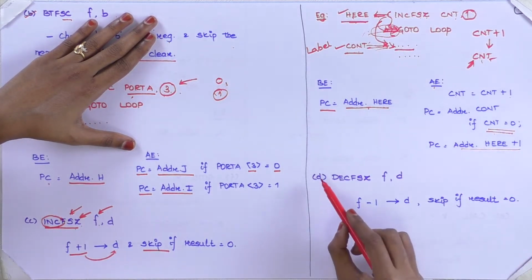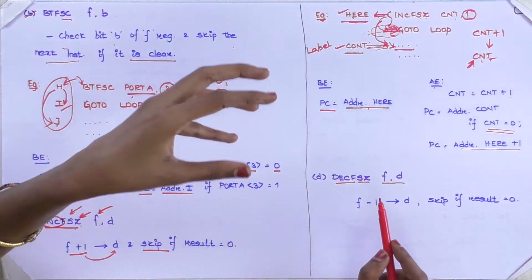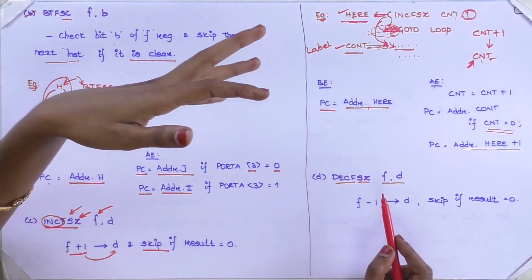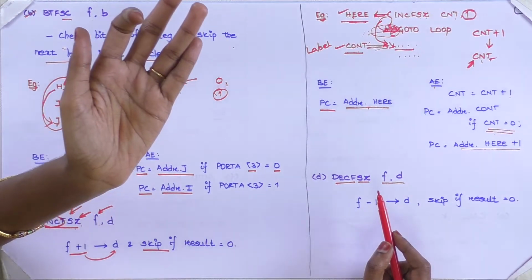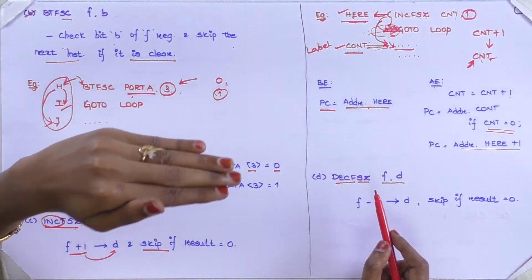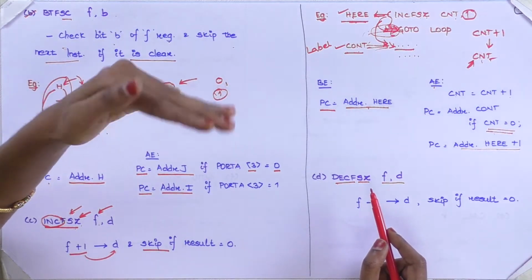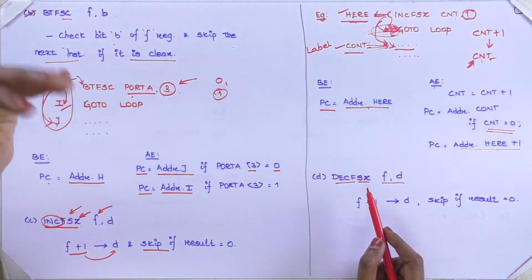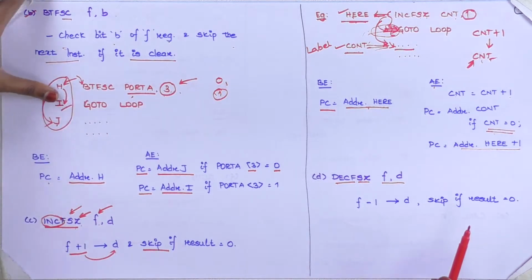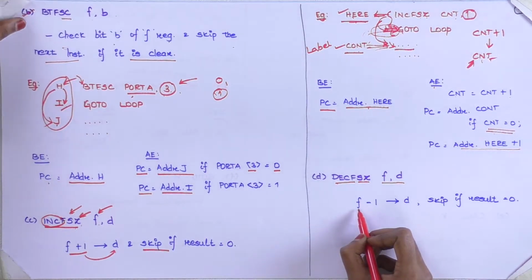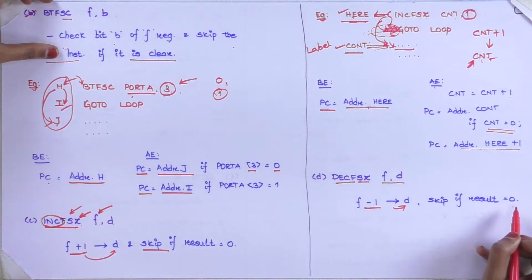Fine. And the next instruction is DECF SZ F comma D. The operation is the same as the increment instruction, but in increment we are incrementing the content of the file register, and here we are decrementing the content of the file register, and again we are checking whether the file register content has become 0 or not. If it is 0, it will skip on to another address location. If not, it will execute the immediate instruction. Fine. So that's what I mentioned here. F is decremented by 1, stored in the destination, and skip if the result is 0.